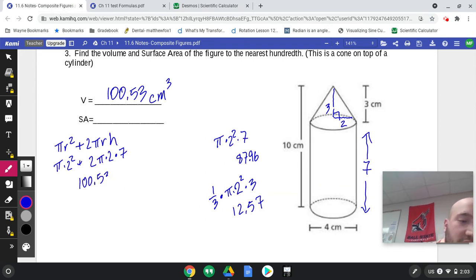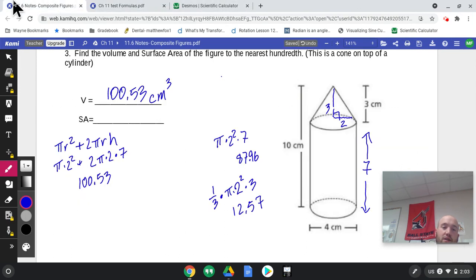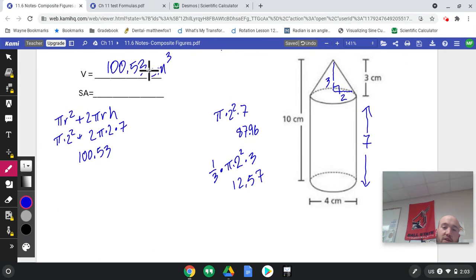Now you also need the surface area of your cone. But keep in mind, for the cone, we don't need the bottom part. So for the surface area of the cone, we don't need the pi r squared. We just need pi times r times L. Now we already know what r is. So pi times r times L. We know that'll be pi times 2 times whatever the slant height is.